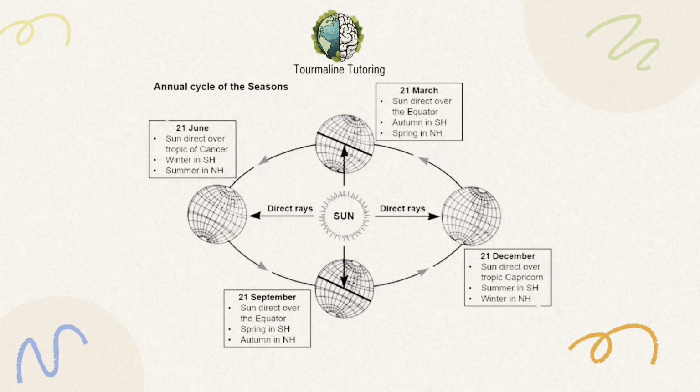21 June, sun directly over the Tropic of Cancer, winter solstice in the southern hemisphere. And the opposite is true for the northern hemisphere. So know this. If there's one thing from this video that I would say to know, it's this, because it will be examined. But let's just go into some questions so you can see how that will be examined.